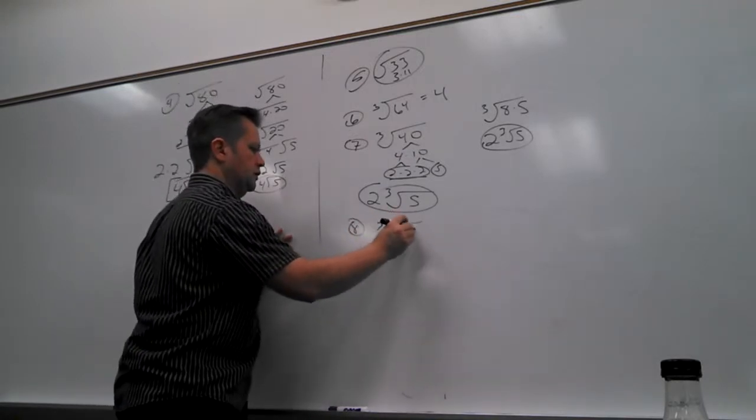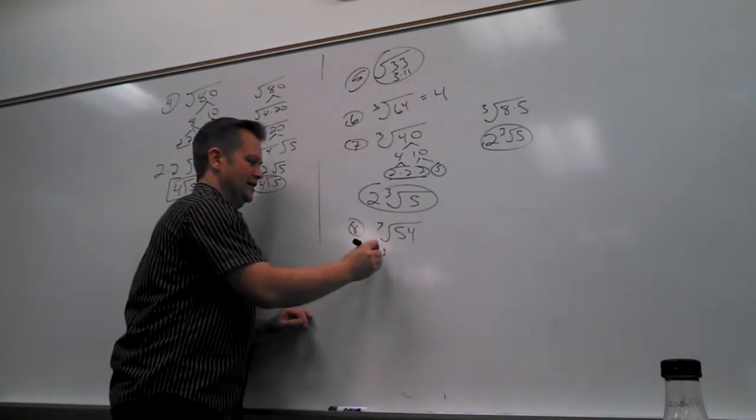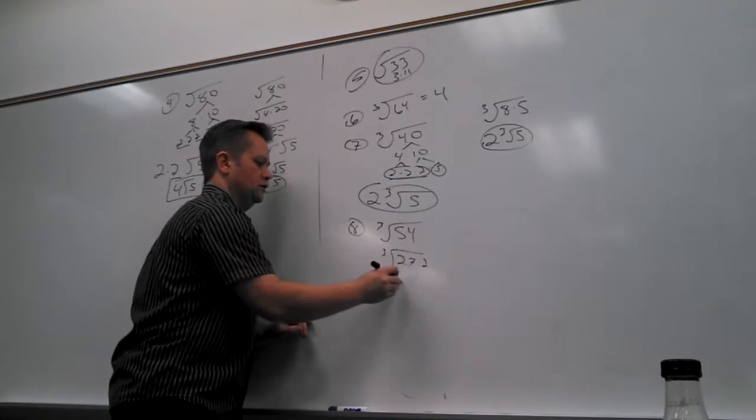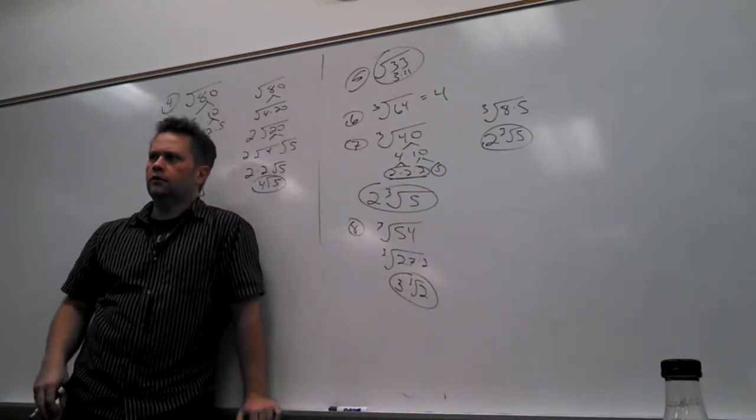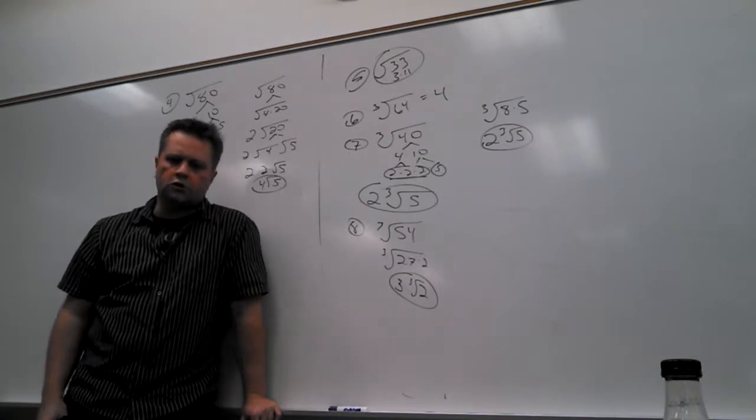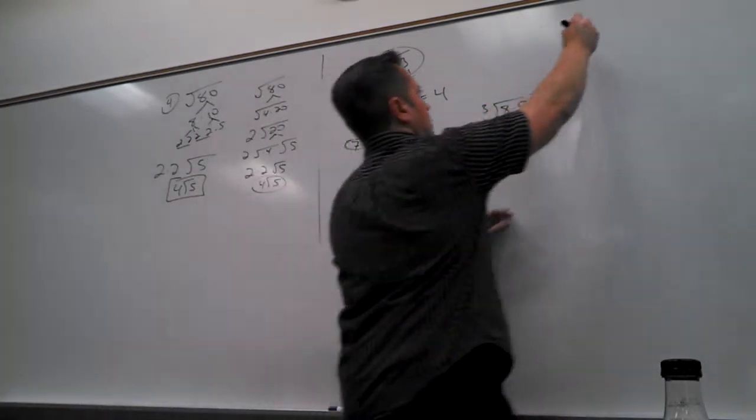I think we just did this one, didn't we? Yeah, this wasn't given. This is 27 times 2. This should be 3 cube root of 2, right? Yep. We did that one earlier. It's one of my favorites. So what about number 9?